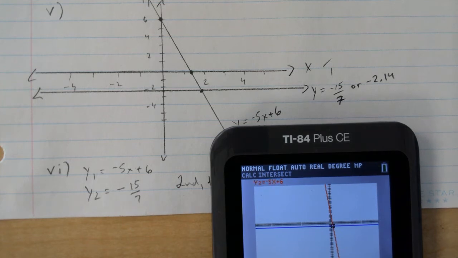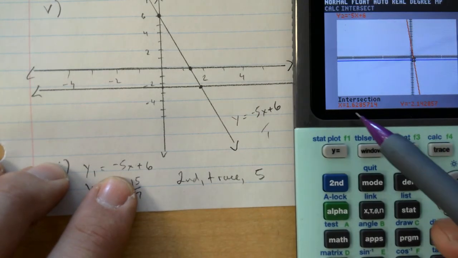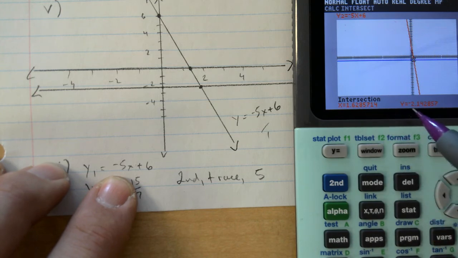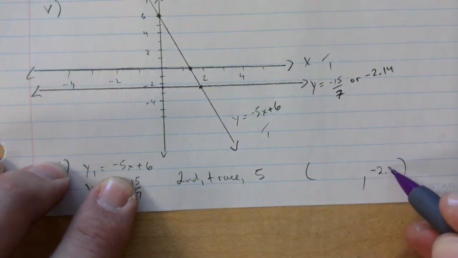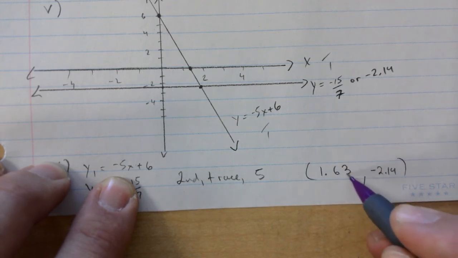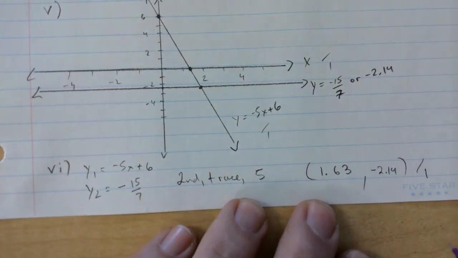And that is 1.63. Careful, rounding, right? 1.63 because it's 6 to 8. So 1.63, -2.14, which we predicted, right? This we knew already from before. This is now 1.63. So that's the point of intersection. You get one mark for that.